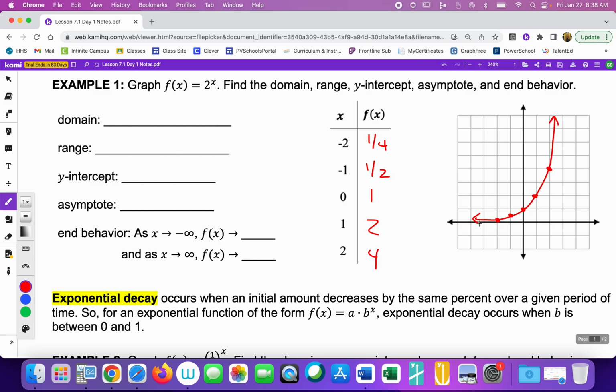Now this is not a parabola shape. It's going to be flat on one side and then spike up in one direction. Once we get into more graphs later next week, some of them might go down instead. They'll be reflected, but we'll get there eventually.